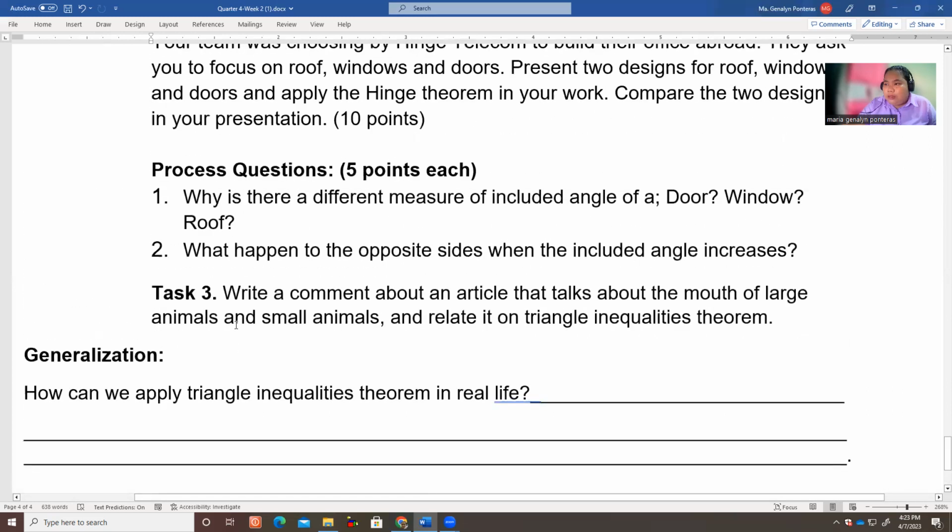Then for our third task, write a comment about an article that talks about the amount of large animals and small animals and relate it to the triangle inequality theorem. So let's say, for example, you're going to compare the mouth of an alligator and the shark, or the birds, let's say the beak of a chicken and the ostrich. So you can compare the mouth of those two animals using the triangle inequality theorem.